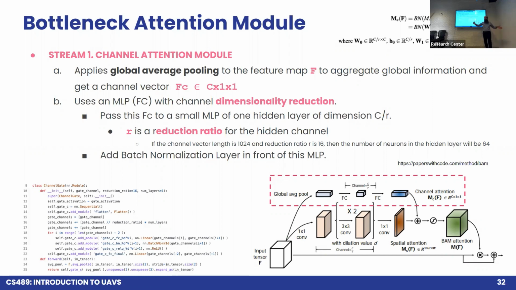So for example, if you have 1024 channels and the dimensionality reduction is 16, in this case you will have 1024 divided by 16. This is the number of neurons in this dense layer. Okay, and here you will have the complete channel number. This is to reduce the computational cost. And finally, we generate a channel attention map. Okay, and the algorithm is pretty simple. It's just global average pooling with some dense networks, all put together in a stack.